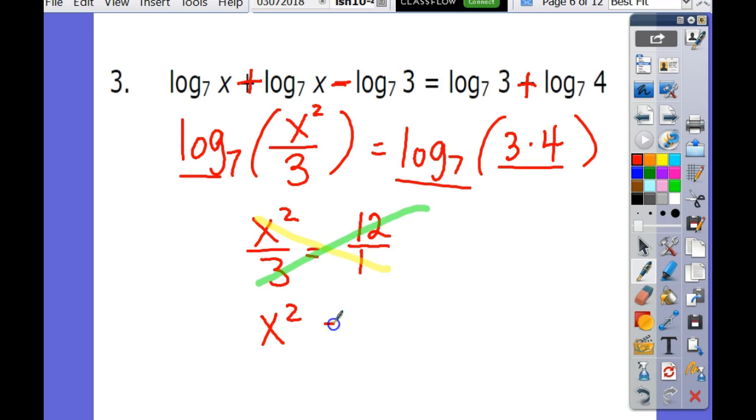So x squared is going to be equal to 36. 3 times 12 is 36. I'm solving for x. What am I going to do about the 2?